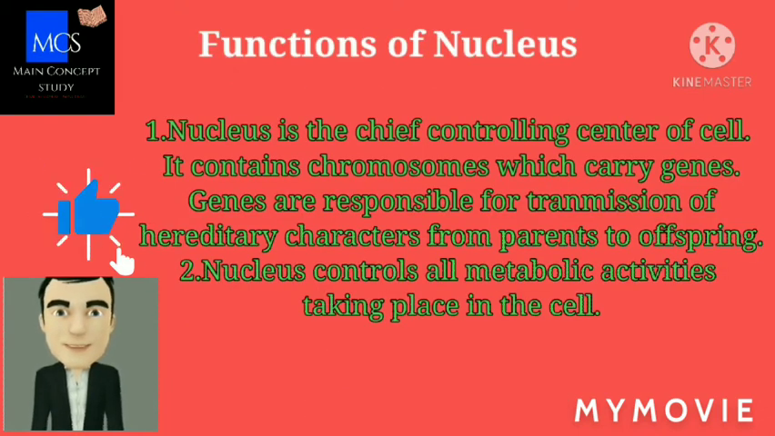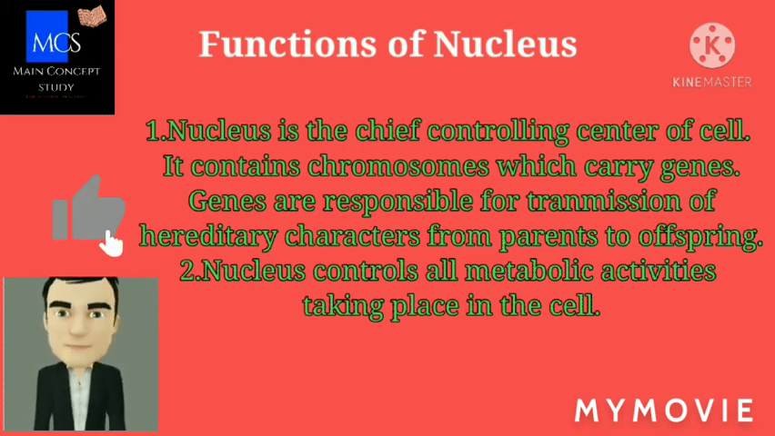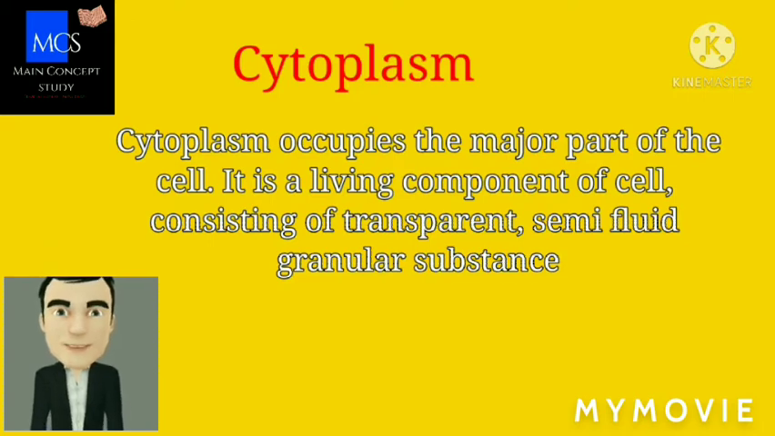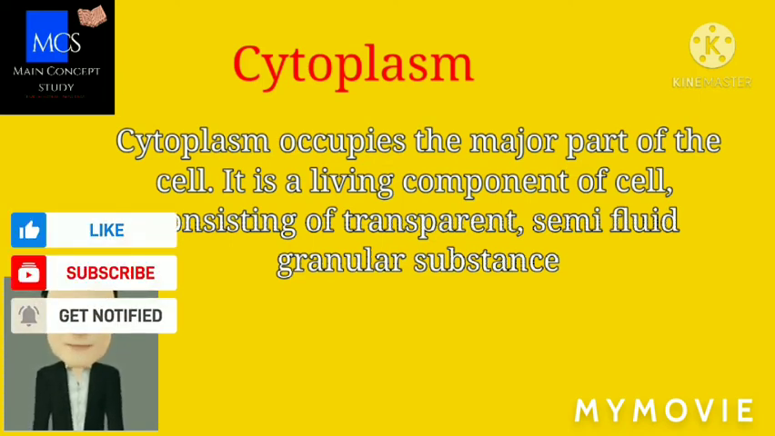Functions of nucleus. Nucleus is the chief controlling center of the cell. It contains chromosomes which carry genes. Genes are responsible for transmission of hereditary characters from parents to offspring. Nucleus controls all metabolic activities taking place in the cell. Cytoplasm. Cytoplasm occupies the major part of the cell. It is a living component of the cell, consisting of a transparent, semi-fluid, granular substance.